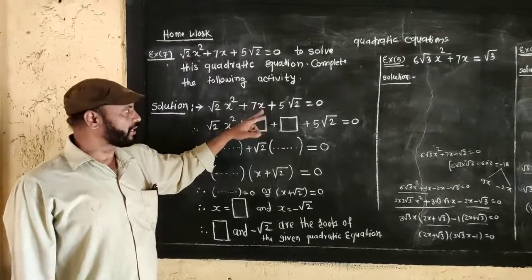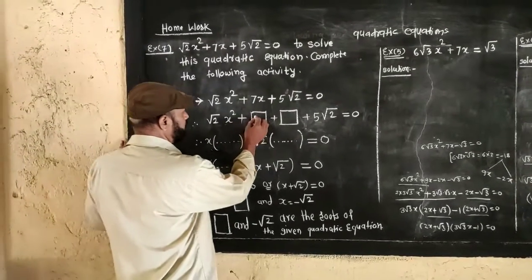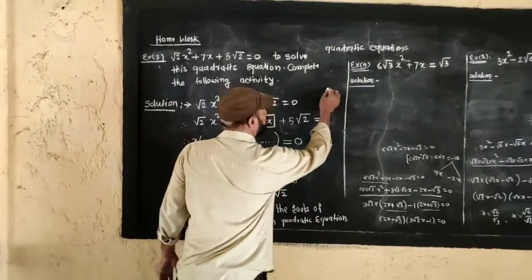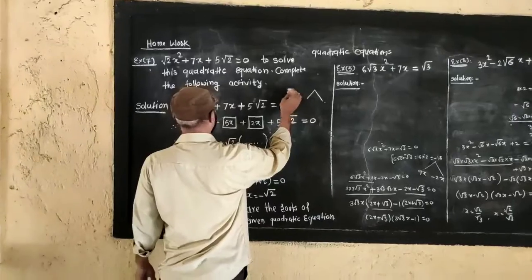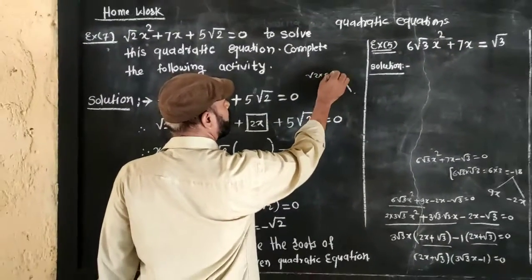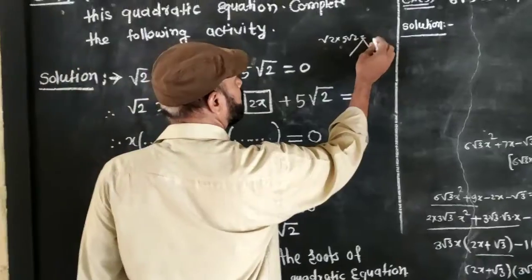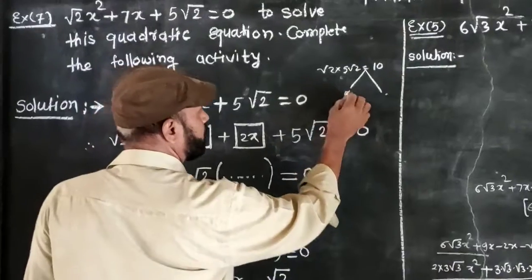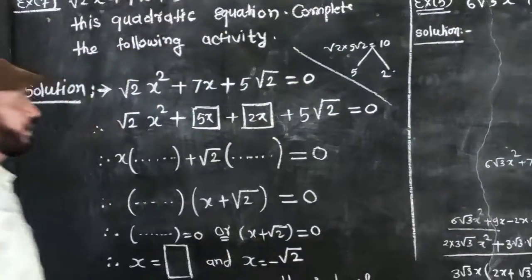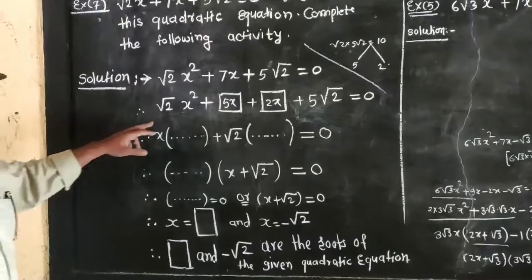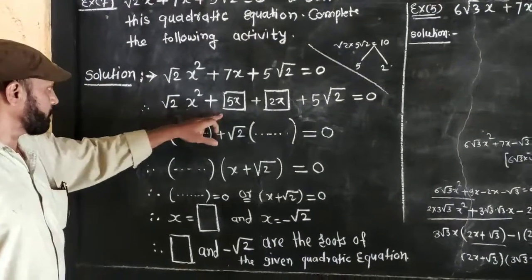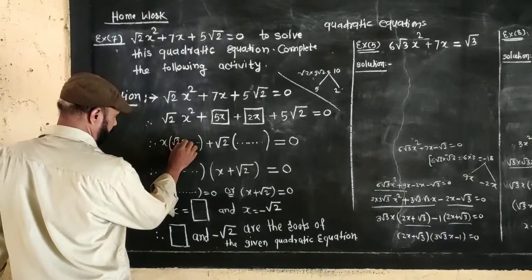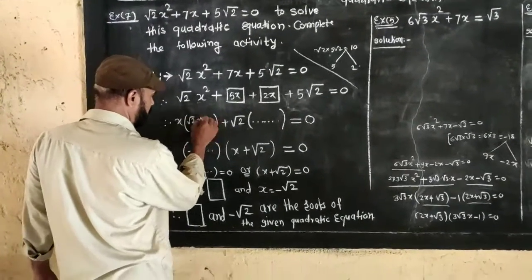The splitting of the middle term should be 5x and 2x. How? 5 into root 2, that is 5 root 2 into root 2 is equal to 5 into 2, that is 10. And 10 is equal to 5 and 2. These are the factors. Okay, so taking root 2x common from these two terms, we get here root 2x plus 5.